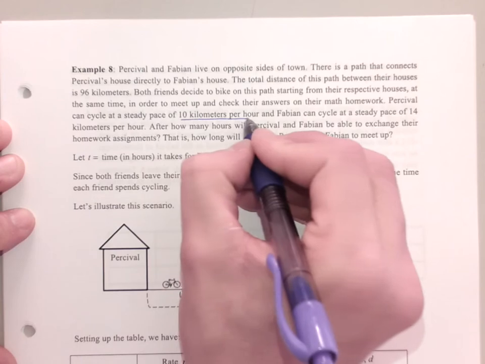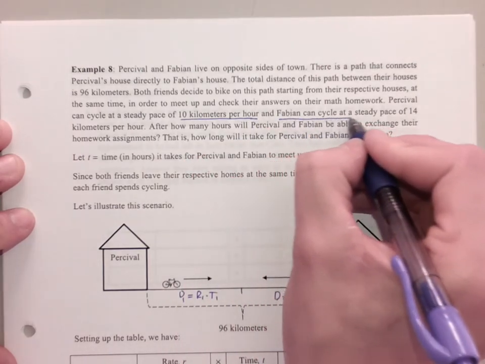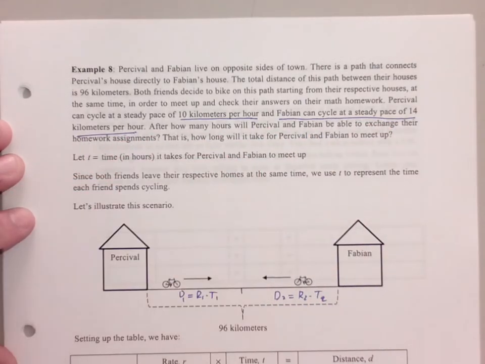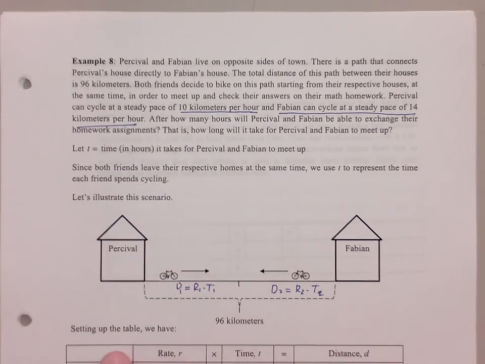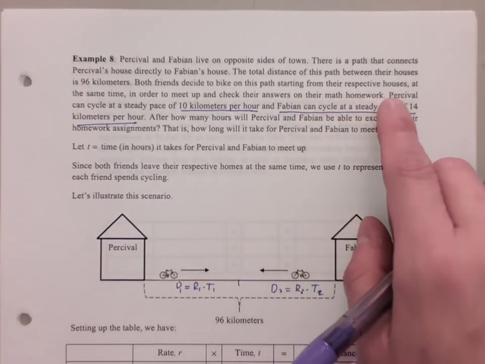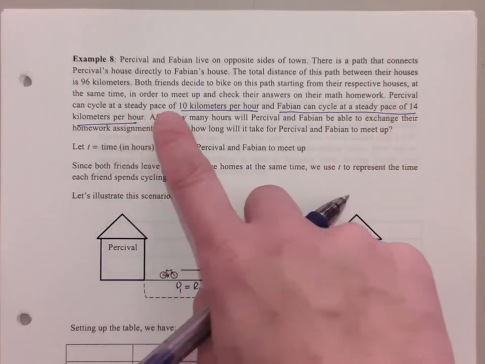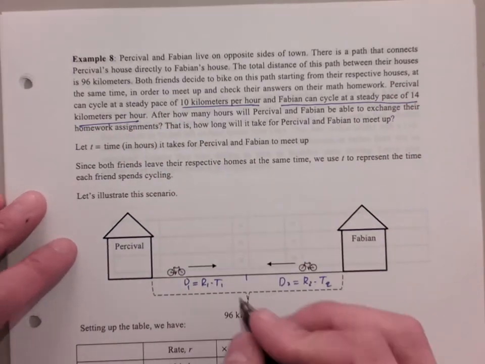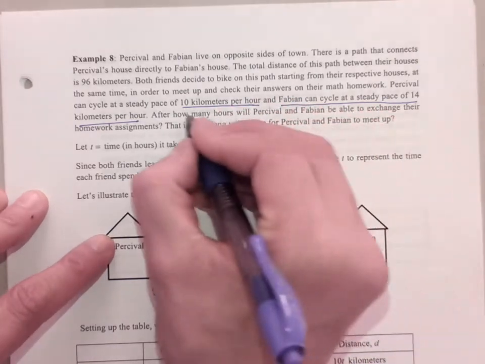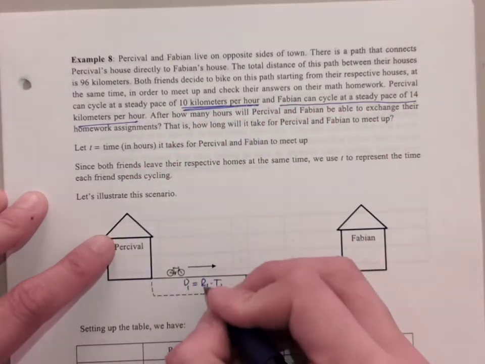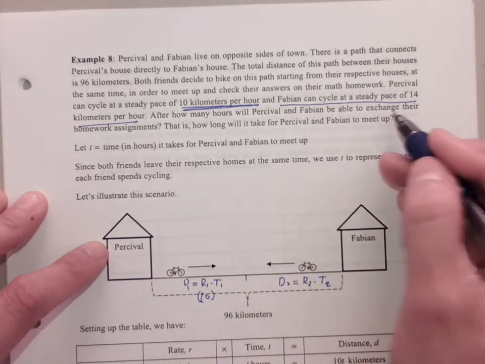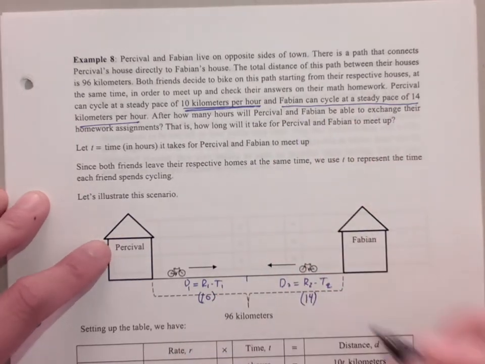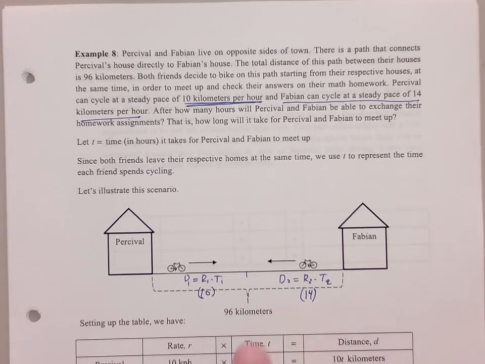Steady pace of 10 kilometers per hour. Fabian can cycle at a pace of 14 kilometers per hour. Notice this is already labeled here, so we're going to fill this in as we go. So Percival can cycle at 10 kilometers per hour. This is the rate because it's per hour. So this one here is going to be 10, and Fabian can do it in 14. I'm just filling those in.